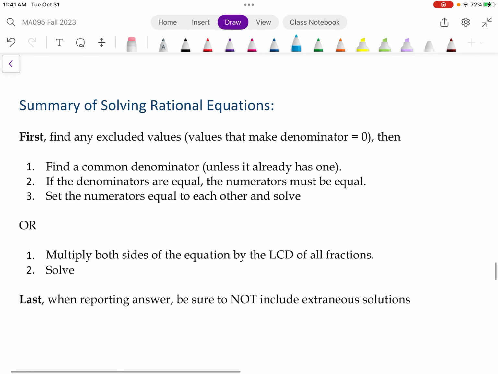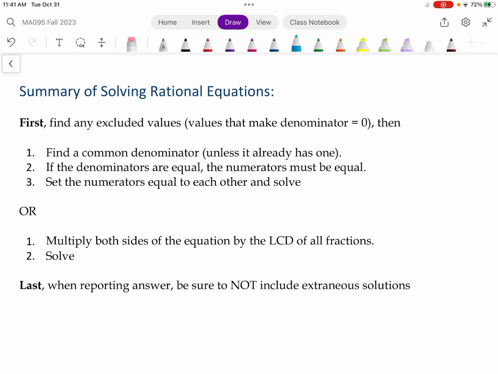All right, so a quick summary of solving rational equations. First, find any excluded values. That's the values that make the denominator equal to 0. Then find a common denominator. If the denominators are equal, the numerators must be equal. Set the numerators equal to each other and solve. Or multiply both sides of the equation by the LCD of all the fractions and solve.